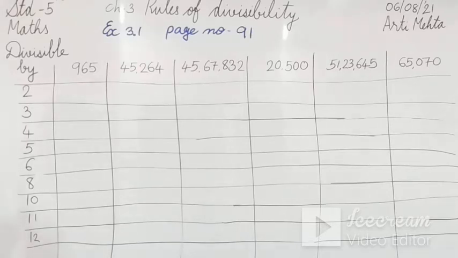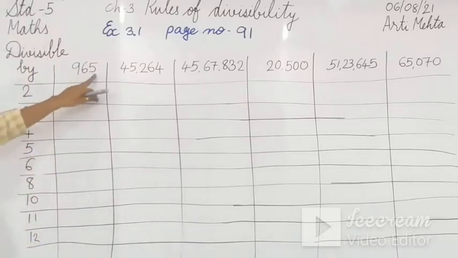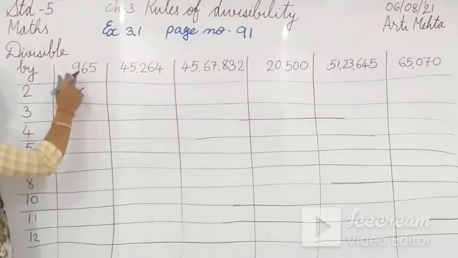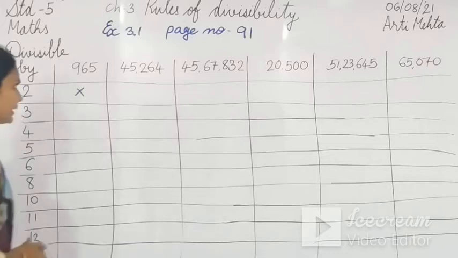965. What was the rule of divisibility by 2? If the ones place is even. Here, is the ones place even or odd? 5 is an odd number, so we cannot divide 965 by 2. That is not divisible by 2.